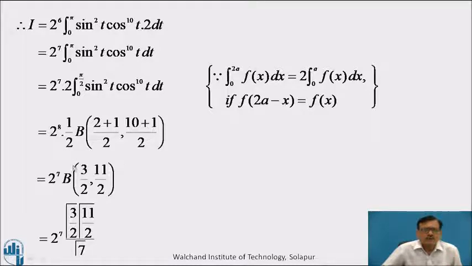And now using the relation between beta and gamma function, we can write 2 raised to 7 gamma of 3 by 2 into gamma of 11 by 2 divided by gamma of 3 by 2 plus 11 by 2, that is gamma of 7, using the property beta of m, n equal to gamma of m into gamma of n divided by gamma of m plus n.